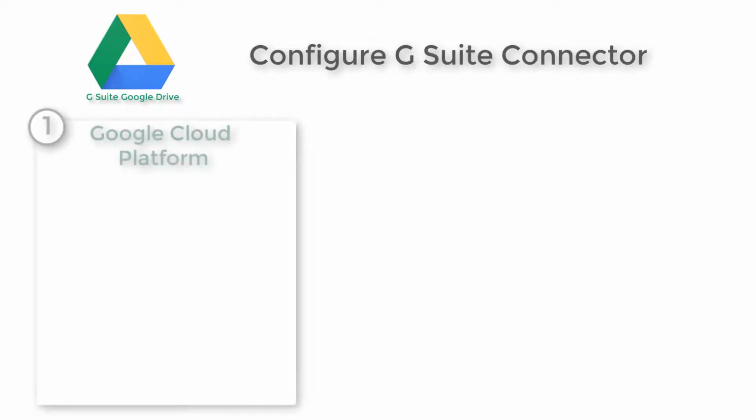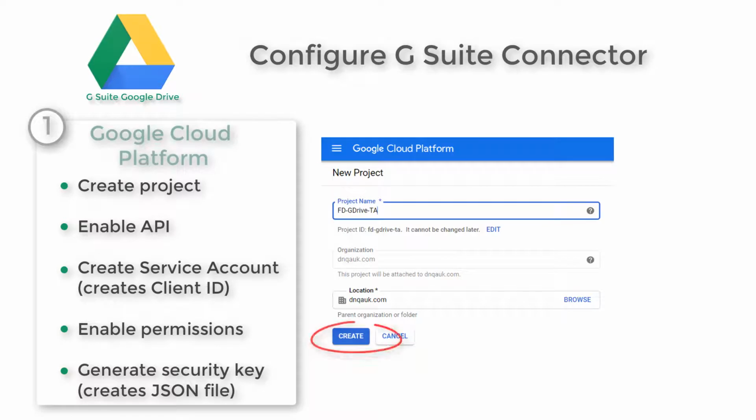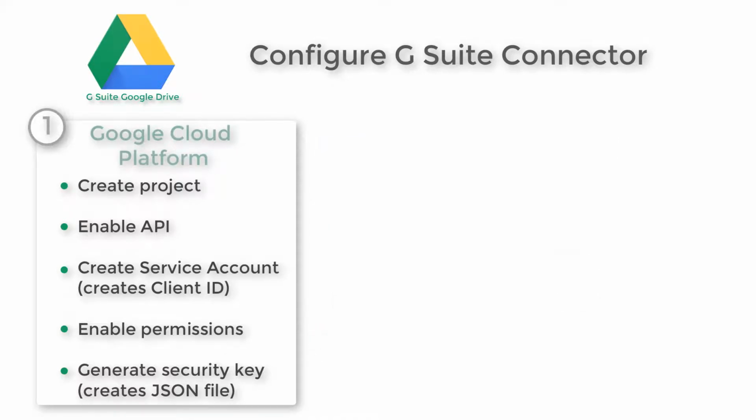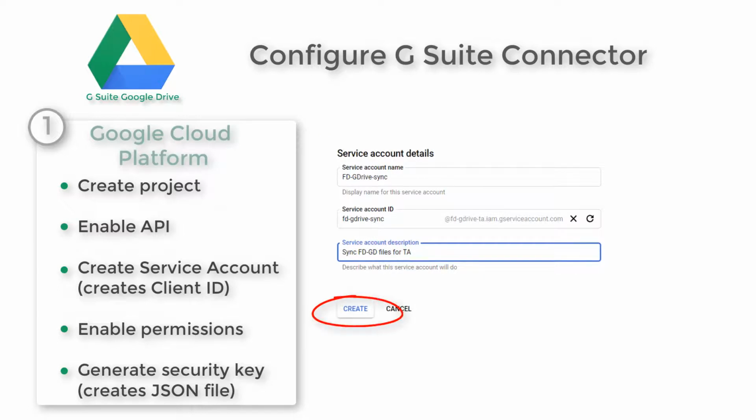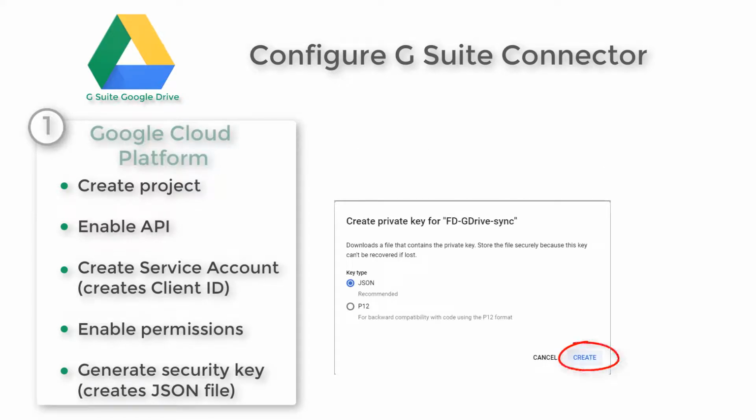First, you log on to the Google Cloud Platform and create a new project. You enable the Google Drive API and then create a service account. This will provide you with a client ID that you'll need later. You then enable permissions for the FileDirector application and generate the security key. The output of this process is a JSON file which you download.